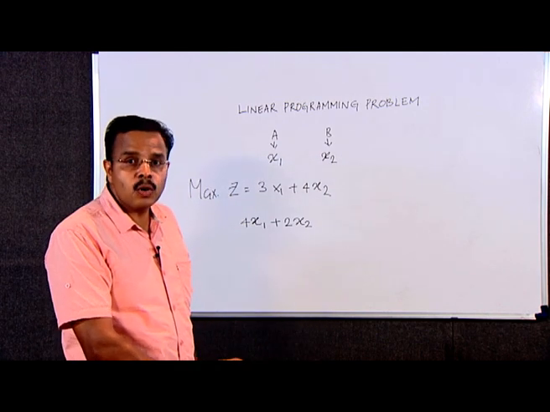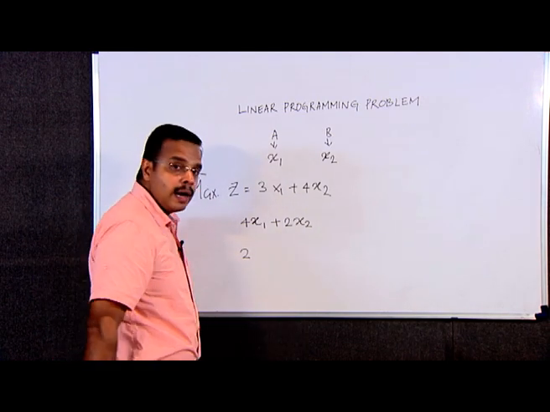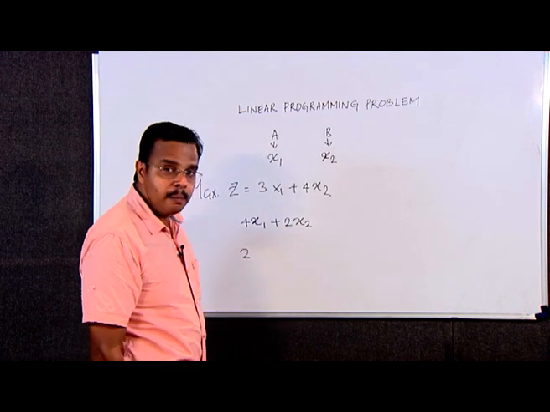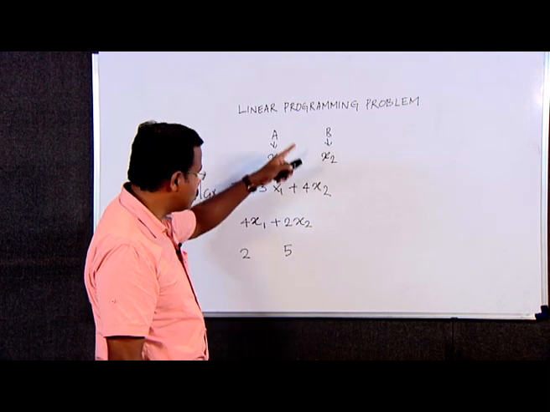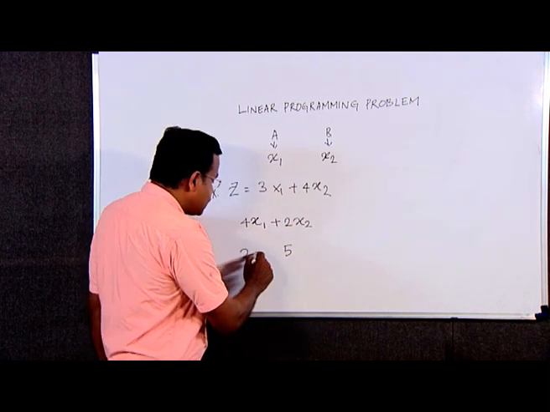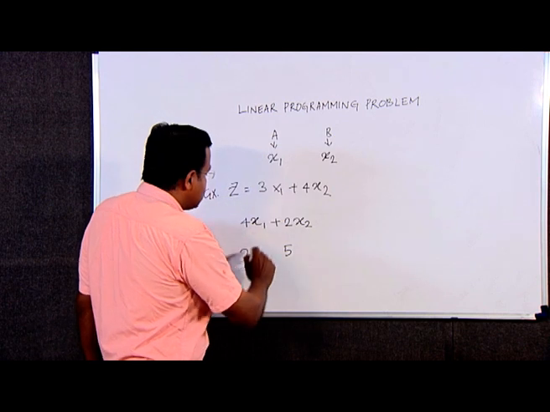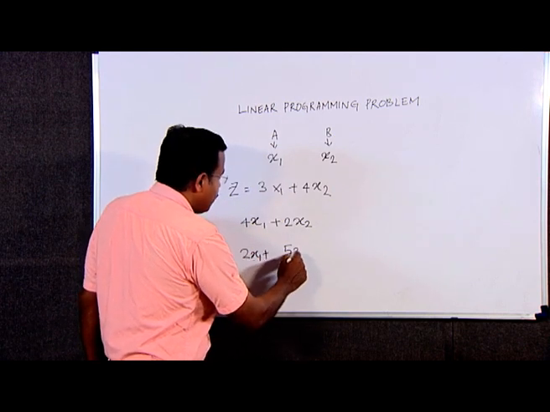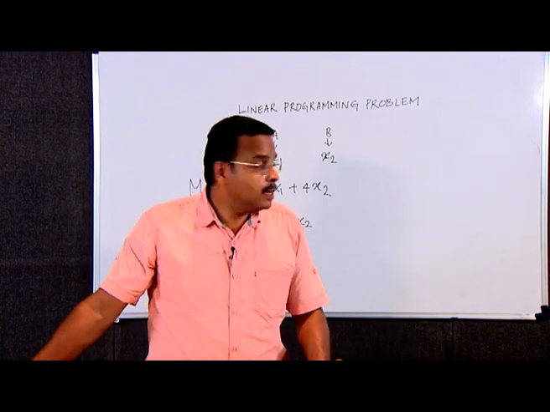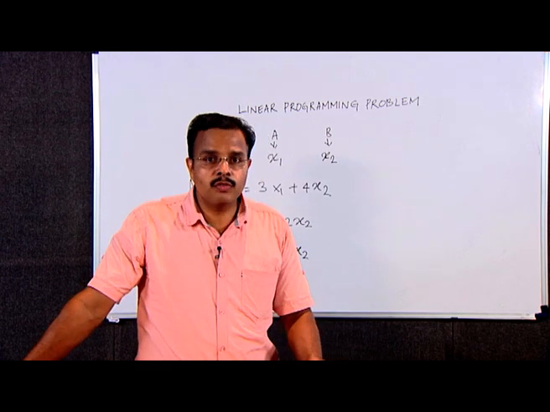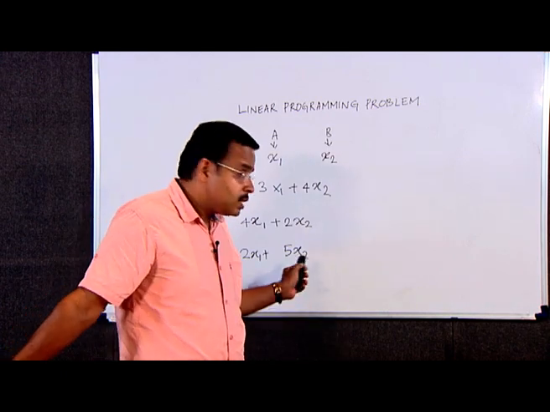In the same way, the total number of polishing hours needed per week for model A is 2 and for model B is 5. Hence, if x1 quantity of A and x2 quantity of B are produced, the total polishing hours required for these two items is 2 x1 plus 5 x2. This is the total polishing hour required for x1 of model A and x2 of model B. Hence, the total number of polishing hours is also mentioned.